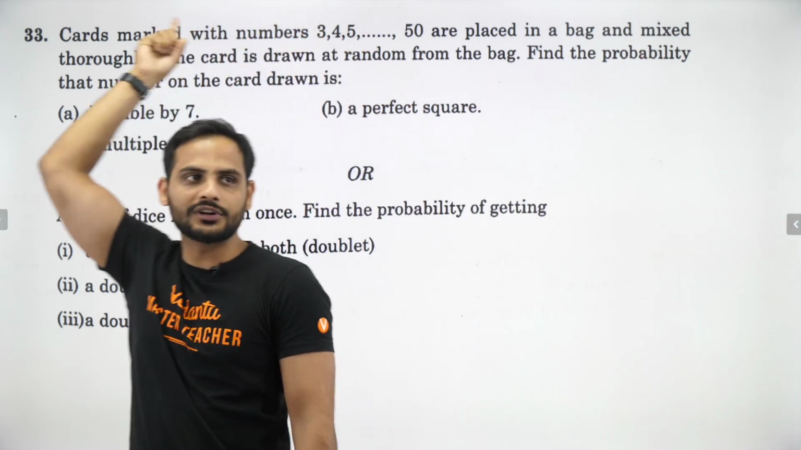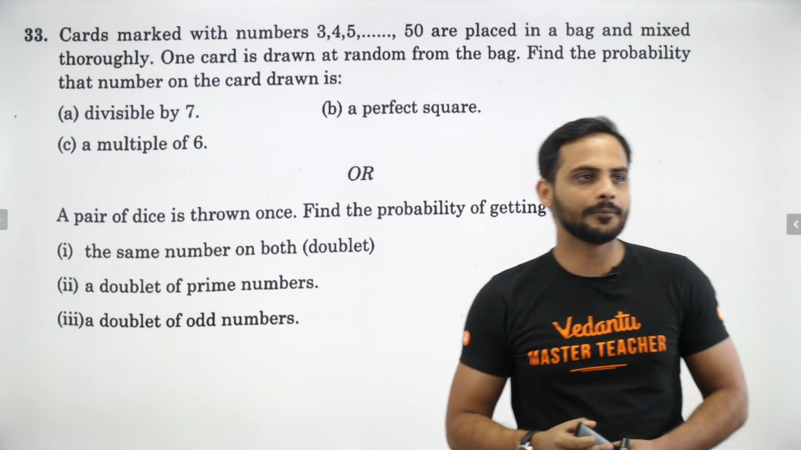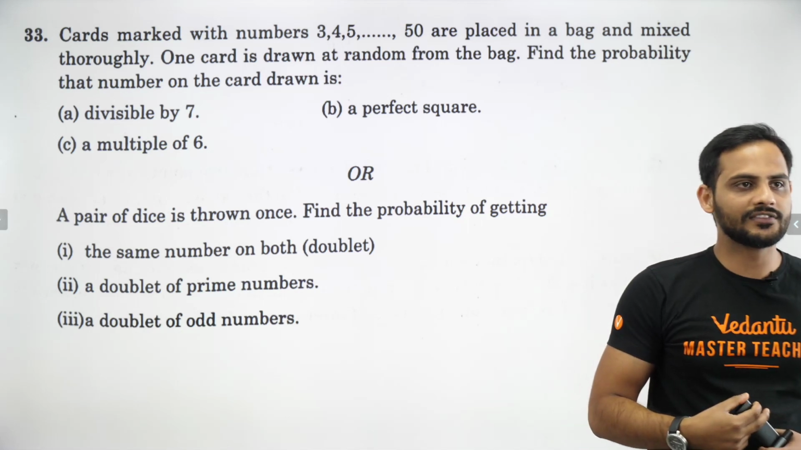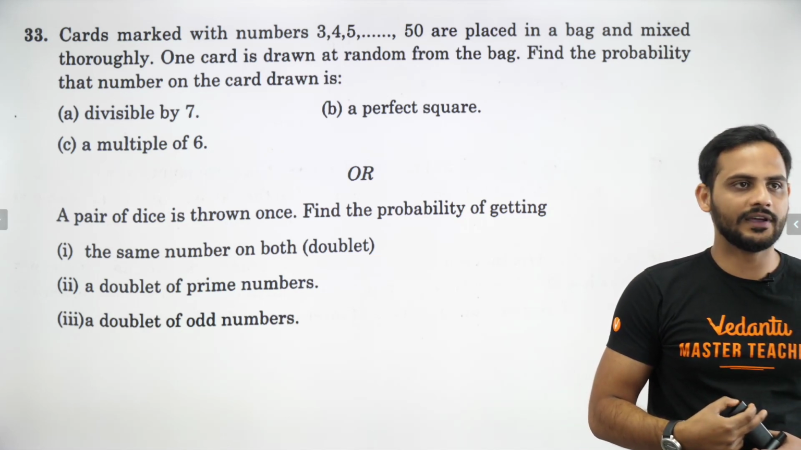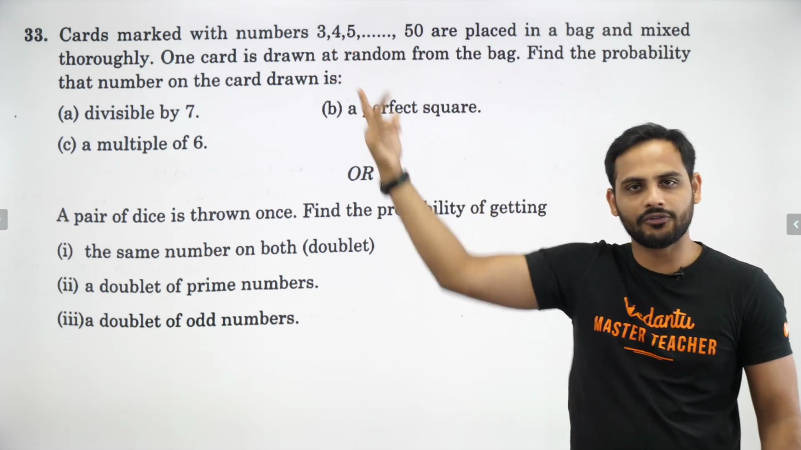पहले बताओ मेरे को, how many total cards are there in the first part? 48 cards. Very good. देखो, 1 to 50 होते तो total 50 cards. 1 and 2 is not there, so remaining 48 cards.